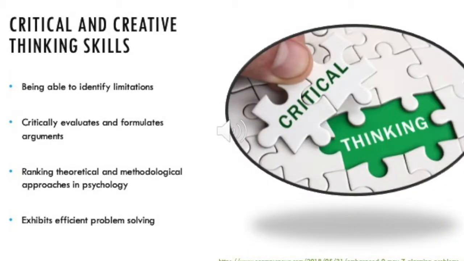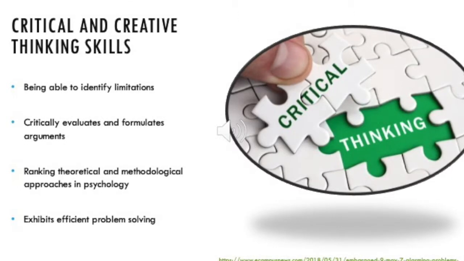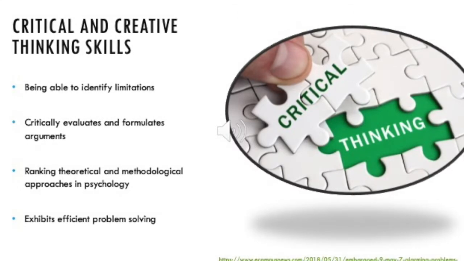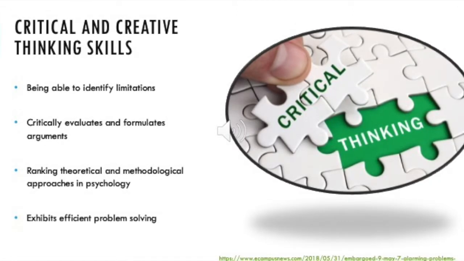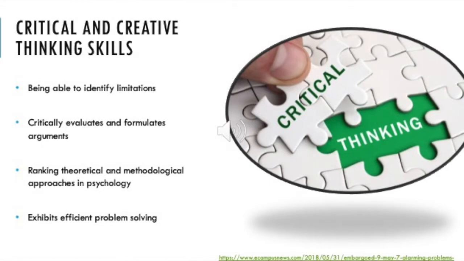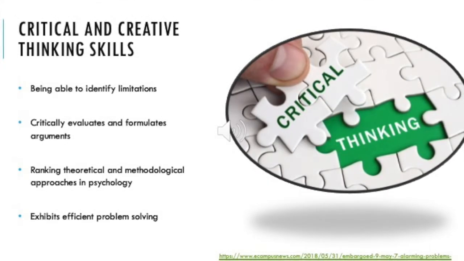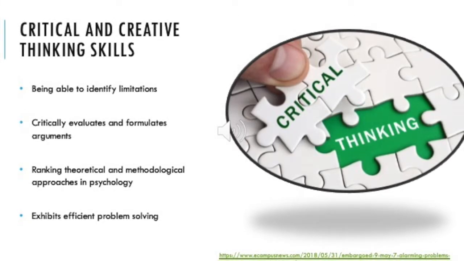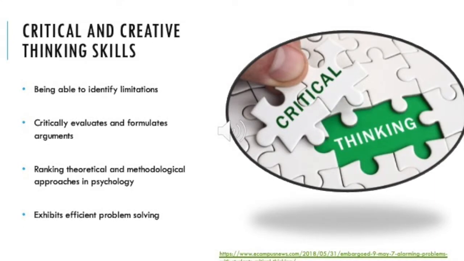So the first graduate attribute that I'll be discussing is critical and creative thinking skills. This attribute is essentially the skill of being able to identify limitations in one's reasoning or logic. It also means that the graduate can critically assess arguments and even formulate their own arguments using logic and resources. So, whatever evidence they're given or whatever basic common knowledge that they know, they're able to point out someone's limitations in their arguments or even form their own argumentation skills.